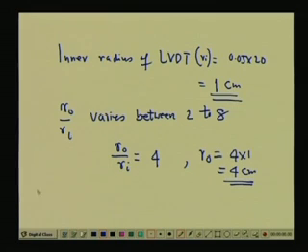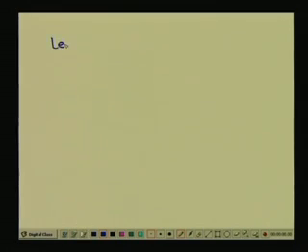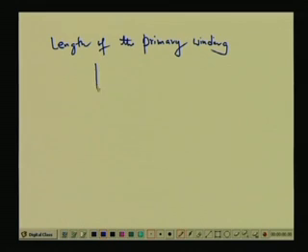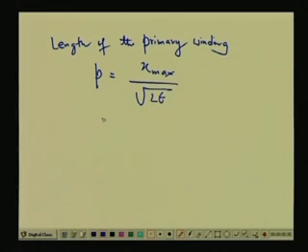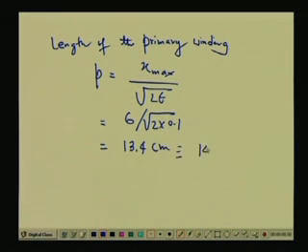Now, the length of the primary winding will be given by P equal to x max upon 2 epsilon, where epsilon is the nonlinearity, which we are saying is 10%. So, this will come up as 6 upon 2 into 0.1, since 6 is the maximum displacement of your LVDT core. It is coming up as 13.4 centimeter. So, let us take it as 14 centimeter.